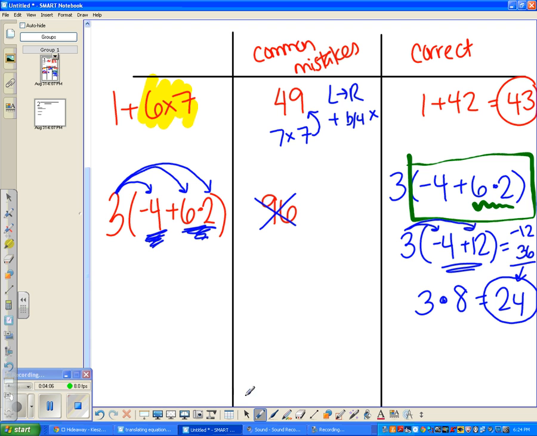Okay, another common mistake I see, and it's easy to make this mistake, is you'll see something like this, and you'll think that the correct answer is, I see anywhere from 9. I also see negative 6.